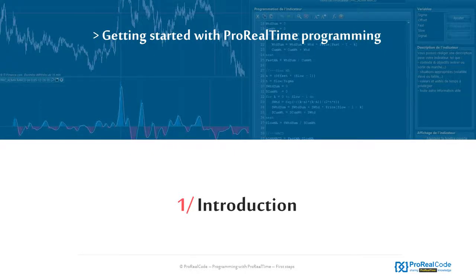In this first part, we will look at how to open the different programming tools that are available in the ProRealTime platform. Three different types of programming tools are available within ProRealTime. ProBuilder lets you create your own technical indicators by programming. ProScreener lets you create market scans either by programming or with the assisted creation wizard. And ProBacktest lets you create trading strategies using programming or the assisted creation wizard.